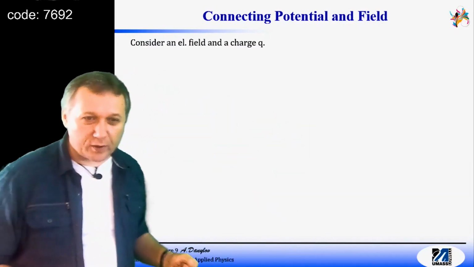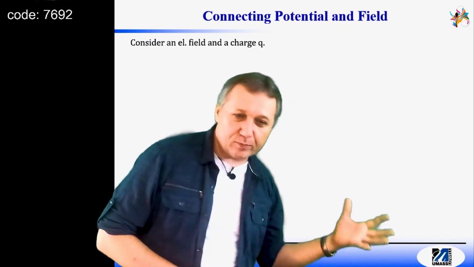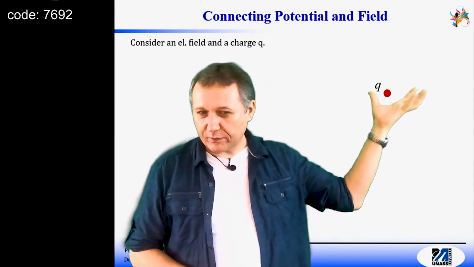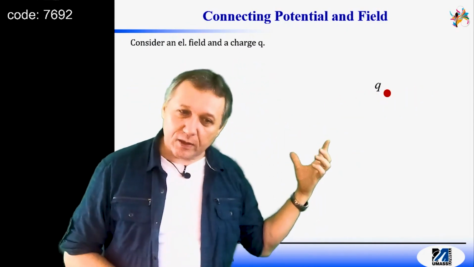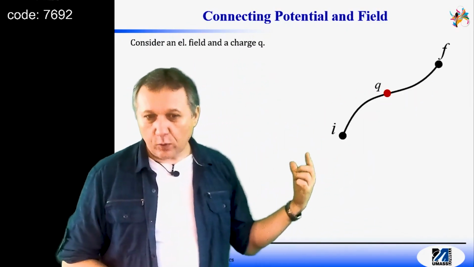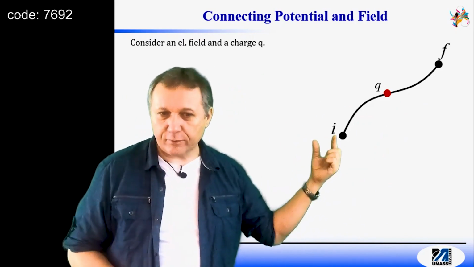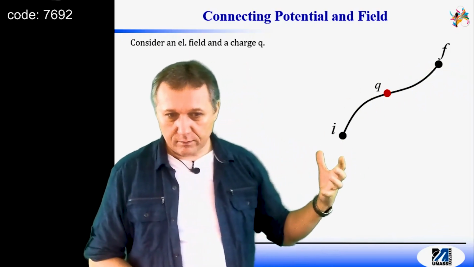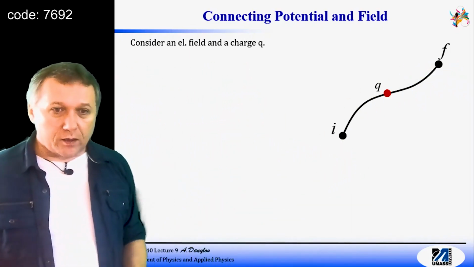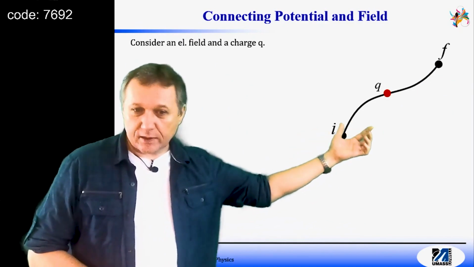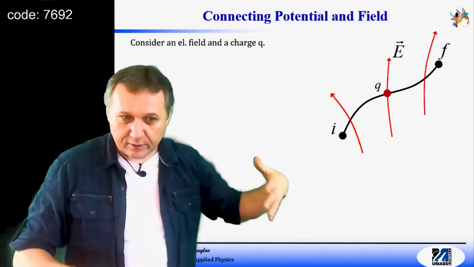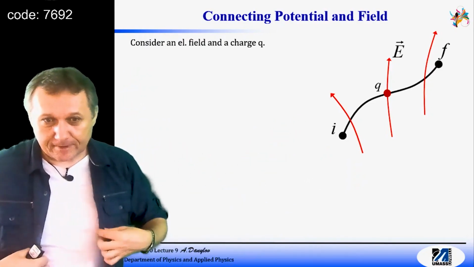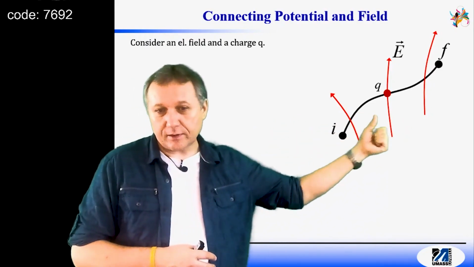Okay, so let's imagine that we have some completely arbitrary point charge here. Can be positive, can be negative, it doesn't matter. And let's assume that this charge moves, or we drag it, it doesn't matter, from some initial point to some arbitrary point, right? So it moves. And so let's assume that it's exposed to some electric field. If there were no electric field, there wouldn't be anything to discuss, right? So let's assume that there is an electric field.